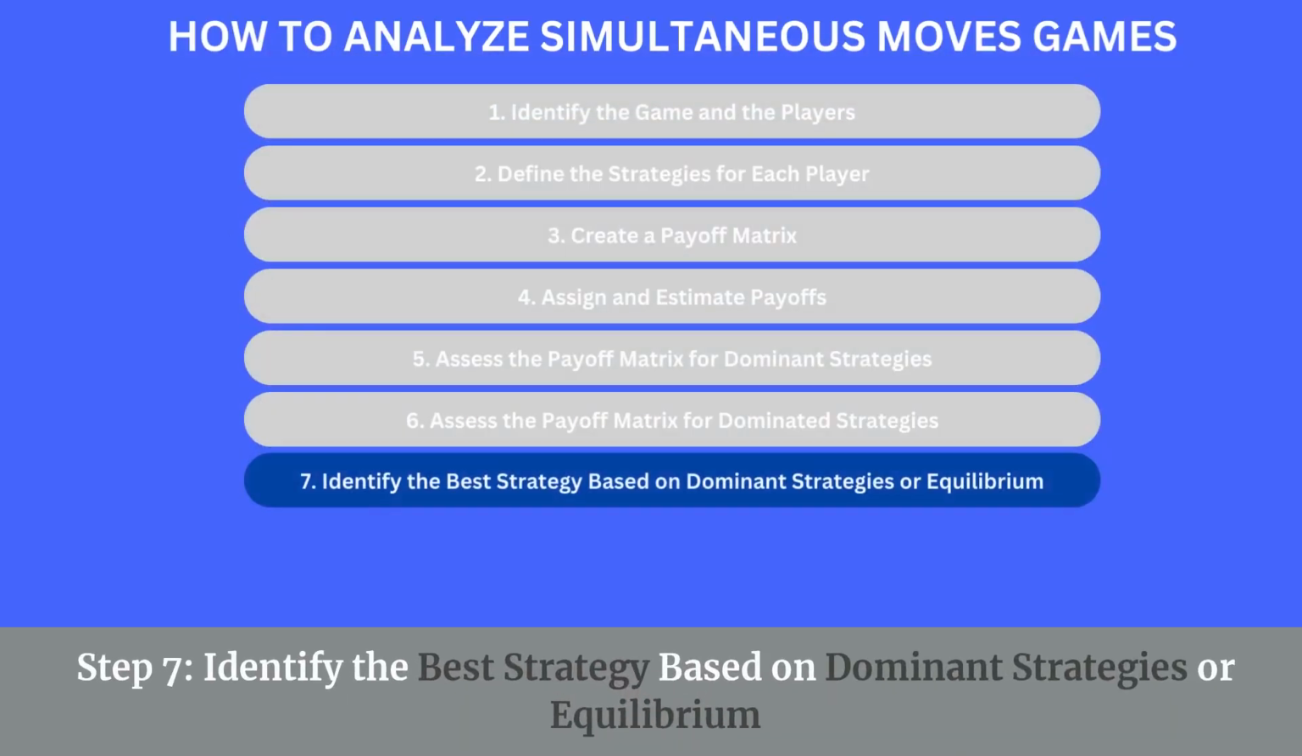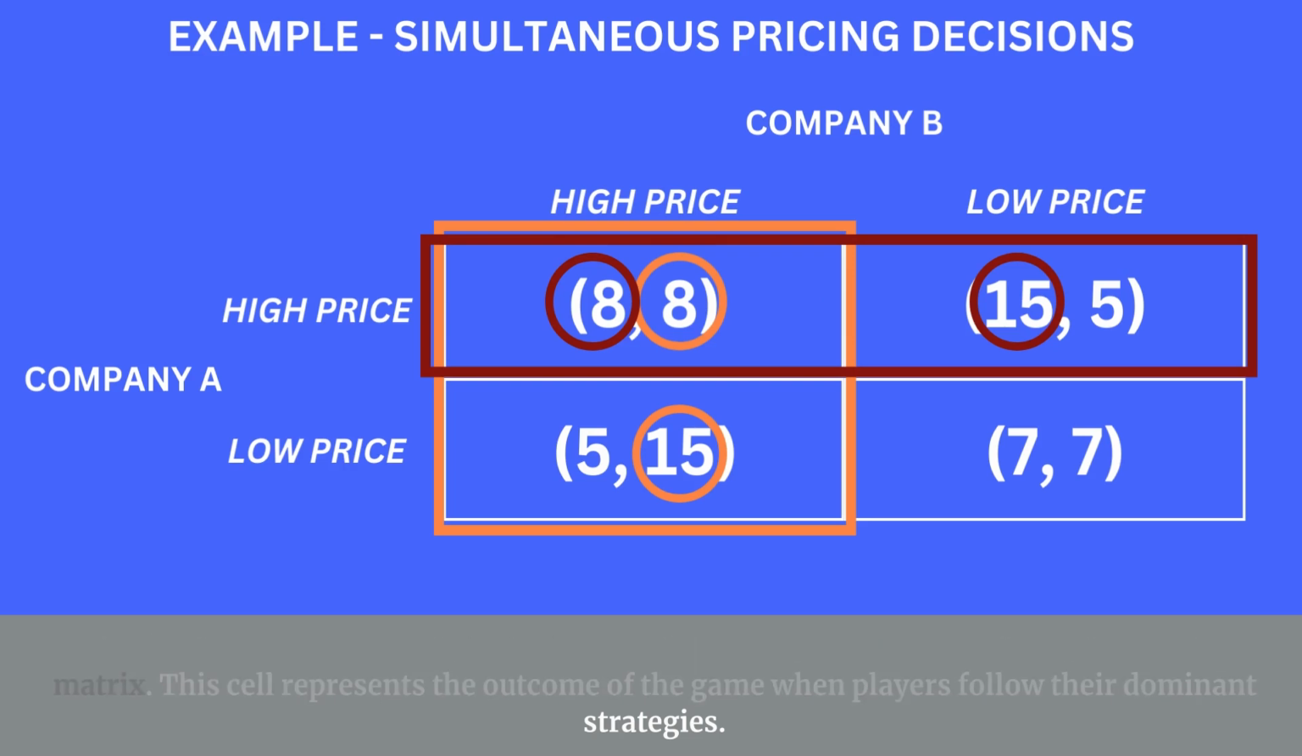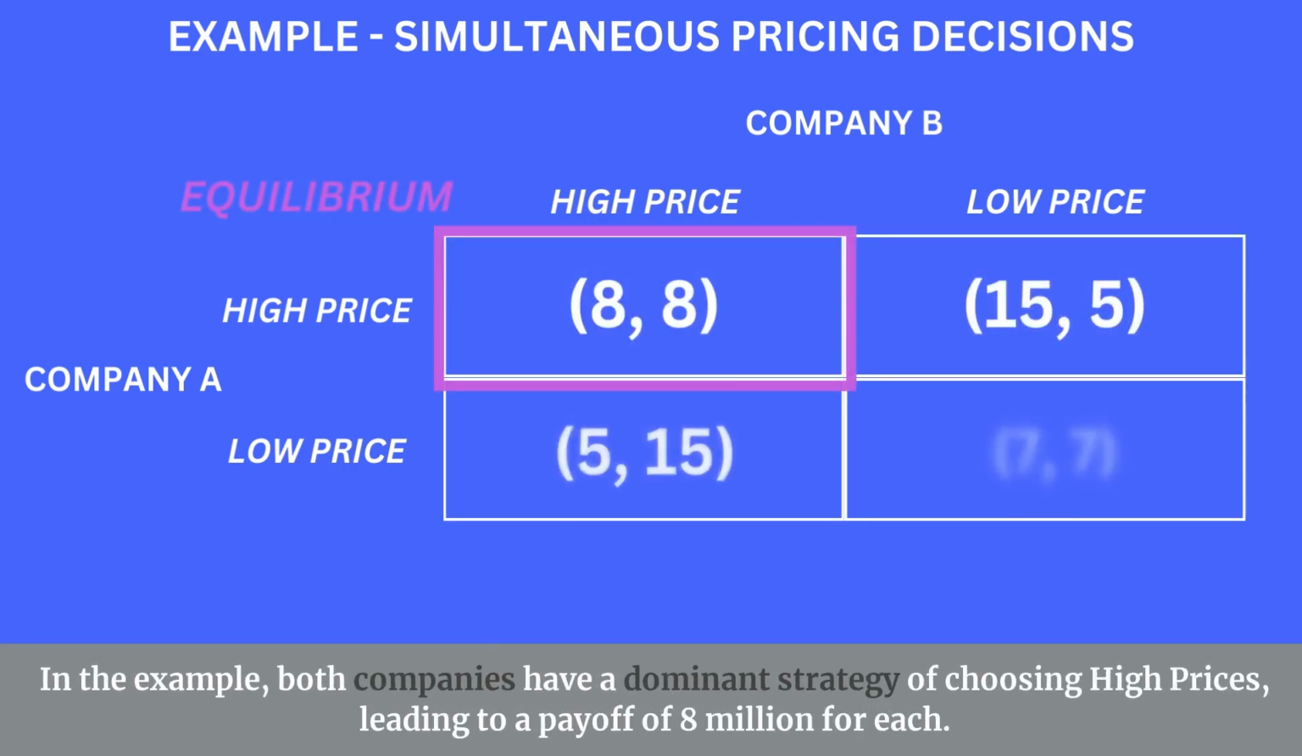Step 7. Identify the best strategy based on dominant strategies or equilibrium. If both players have dominant strategies, identify the cell where they intersect in the payoff matrix. This cell represents the outcome of the game when players follow their dominant strategies. In the example, both companies have a dominant strategy of choosing high prices, leading to a payoff of 8 million for each.